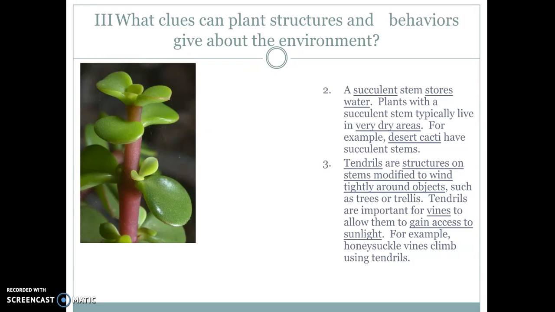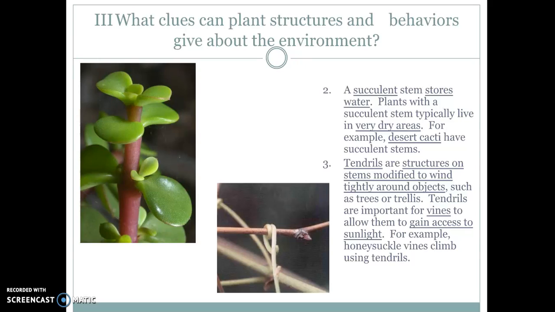Tendrils are structures on stems that are modified to wind tightly around objects such as trees or trellises. They tend to be very important for vines because they allow them to grow and gain access to sunlight. For example, honeysuckle vines climb using tendrils.